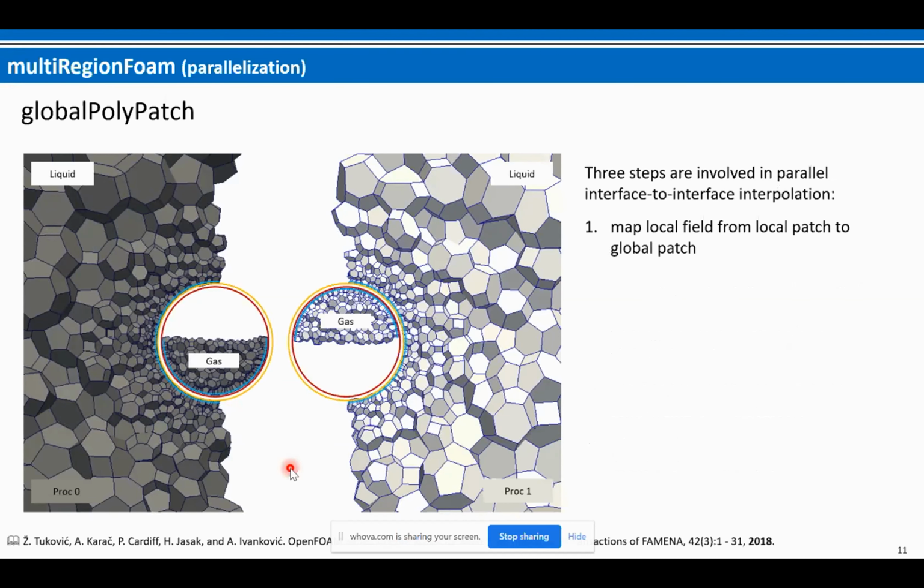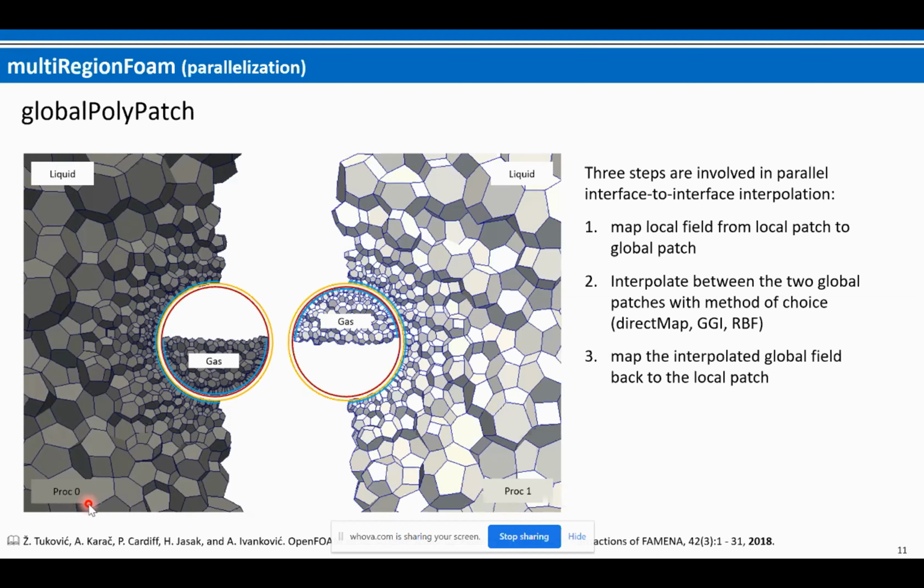This approach involves three steps, starting with mapping local fields from the local patches, the blue local patch, to the global patch, which is the red and the yellow ones. This is a global patch that every process involved here has access to. Then interpolation between the two global patches with the method of choice. And finally, mapping the interpolated global field back to the local patch.